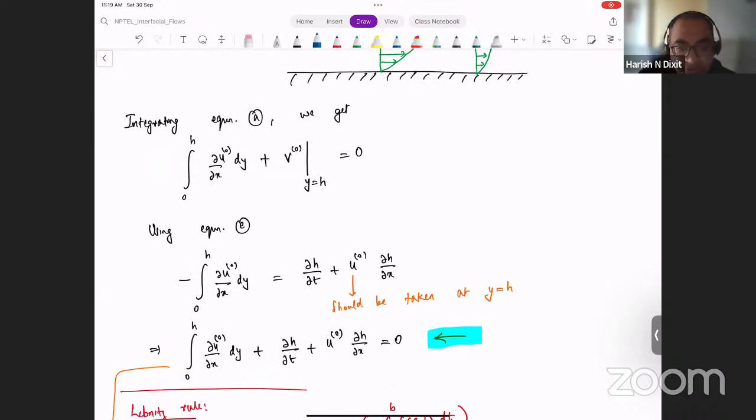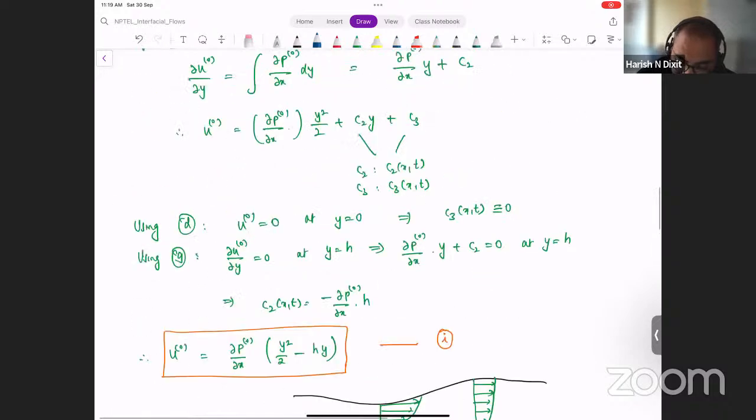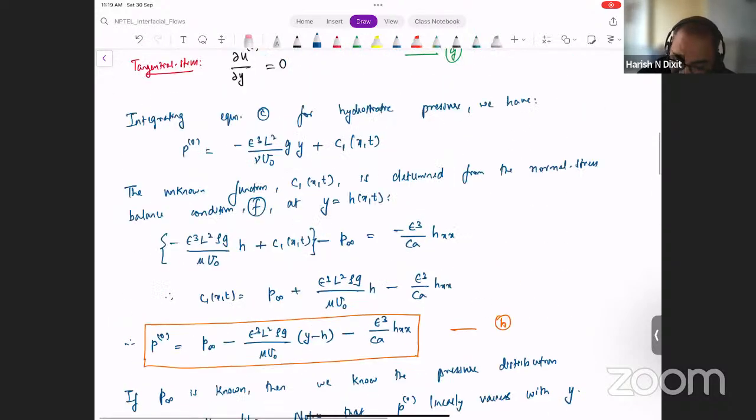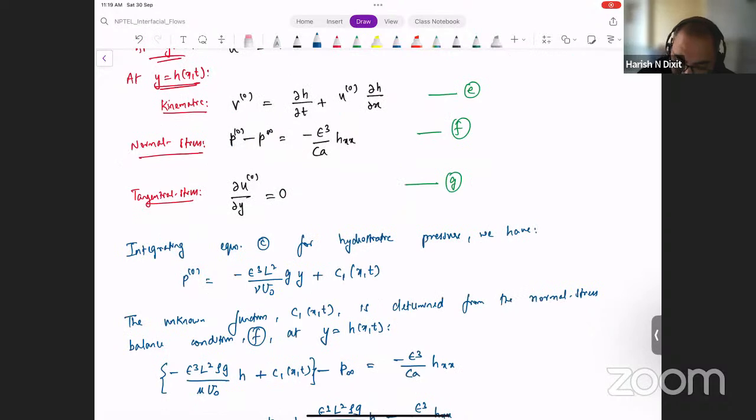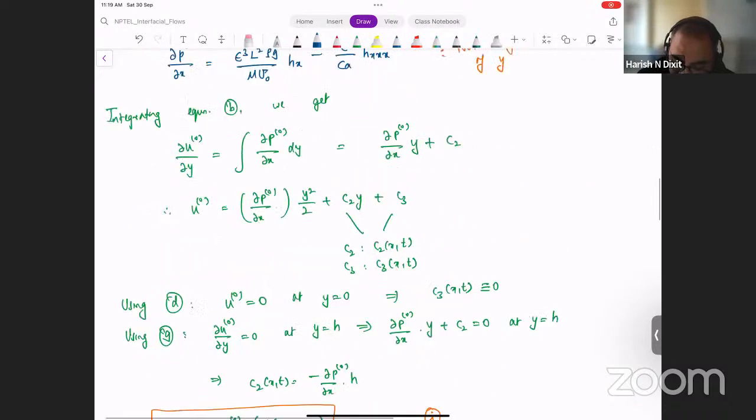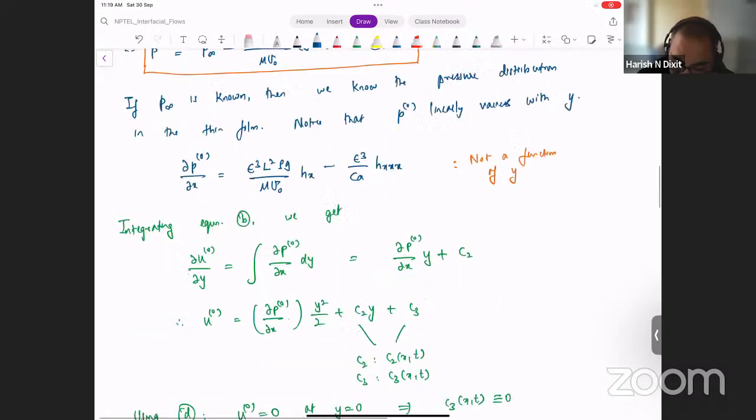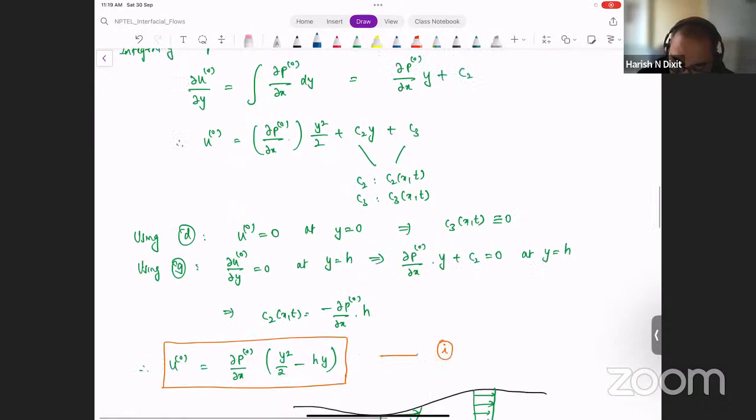So this is the continuity equation that I'm integrating. Right? The continuity equation. Okay, this looks okay. Now using equation E. Equation E is the kinematic condition, I believe. Yeah. At the interface.